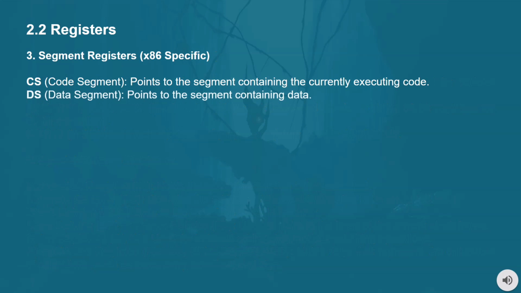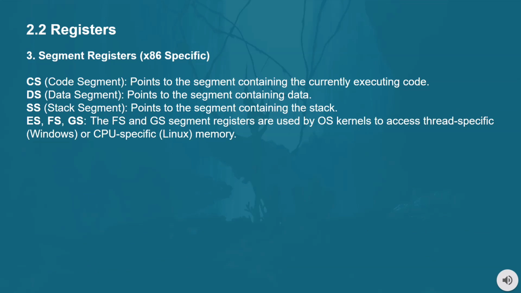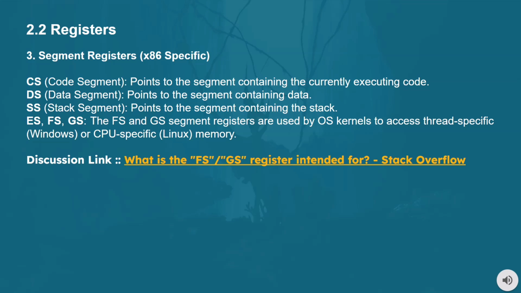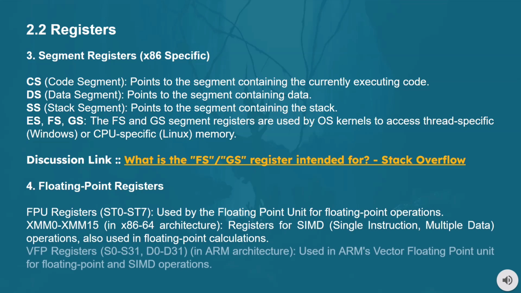CPUs have specialized registers including segment registers, CS, DS, SS, ES, FS, GS, for memory segmentation, and floating point registers, FPU, XMM, VFP, for efficient floating point and SIMD operations.